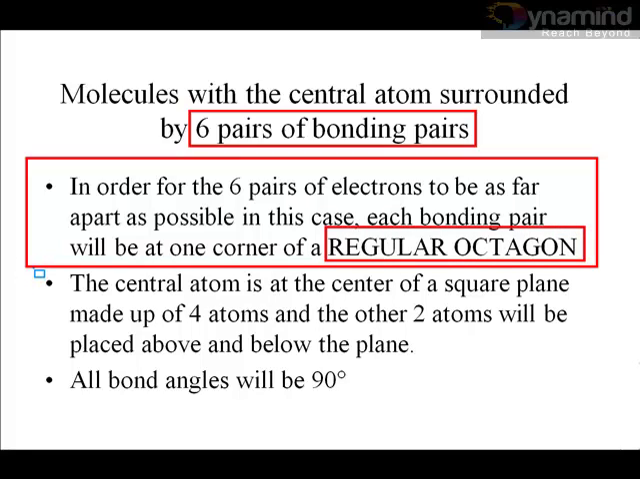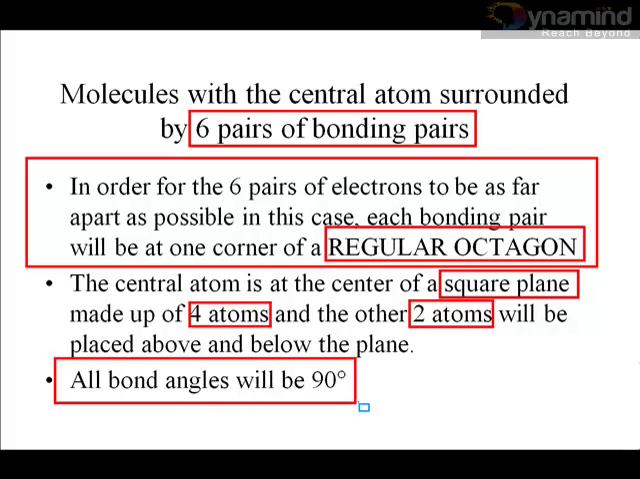In this situation, the central atom is at the center of a square plane made of 4 atoms, and the other 2 atoms will be placed above and below the plane. So you'll have a square plane with 4 atoms, and 2 atoms above and below. All bond angles are 90 degrees.